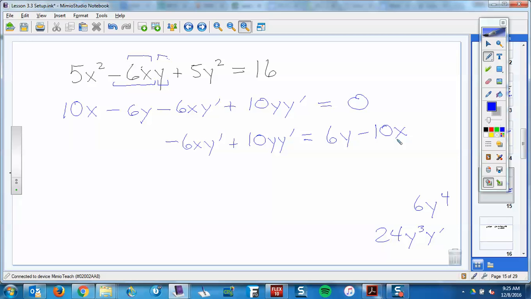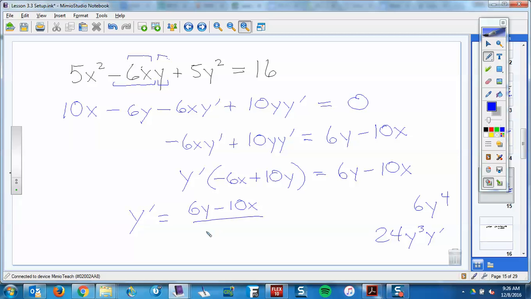What do you suppose I would now do on the left side? Factor out a y prime. So I want to gather my y prime terms on one side. Then I'm going to factor out a y prime. And then I can divide by that quantity. And so I get 6y minus 10x all over negative 6x plus 10y.